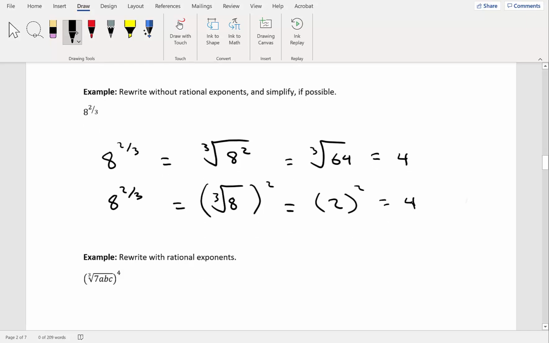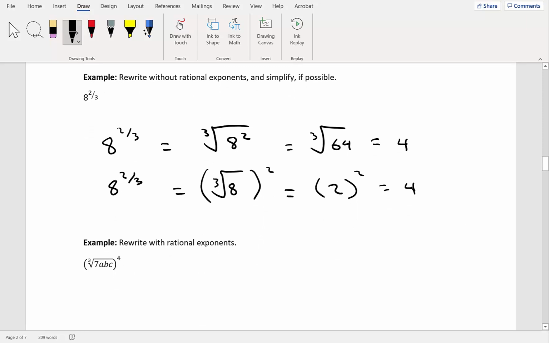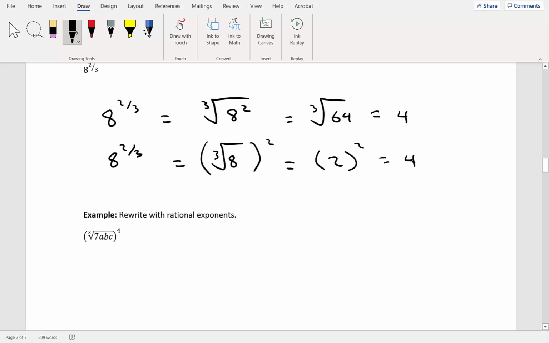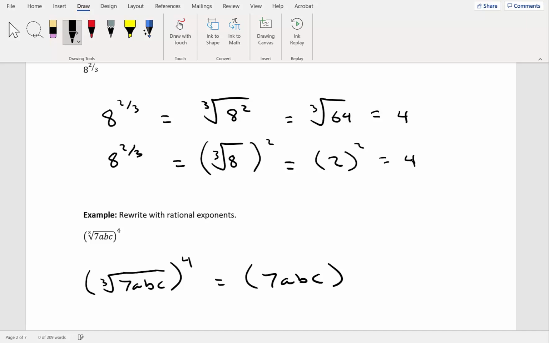Now let's go the other way around. We want to rewrite with rational exponents. So we have the cubed root of 7abc, and this whole thing raised to the 4th power. So we have 7abc, and we're putting this in parentheses because it's this whole expression that's underneath the radical sign. And remember, we're going to have it raised to some fraction. Well, remember the index, which is 3, this is the denominator, and whatever we're raising that to is the numerator. So this is really the same thing as 7abc raised to the 4/3 power.